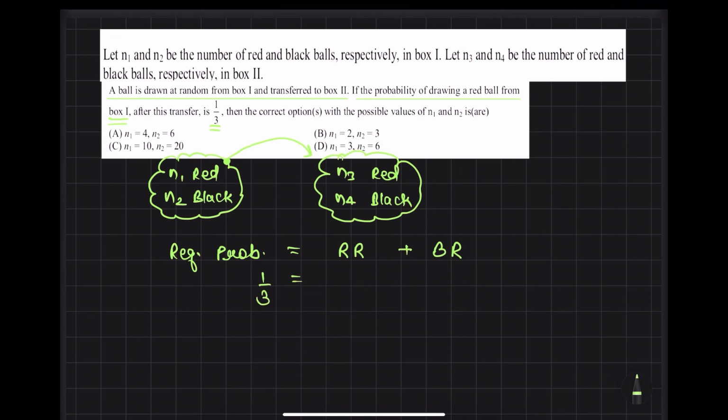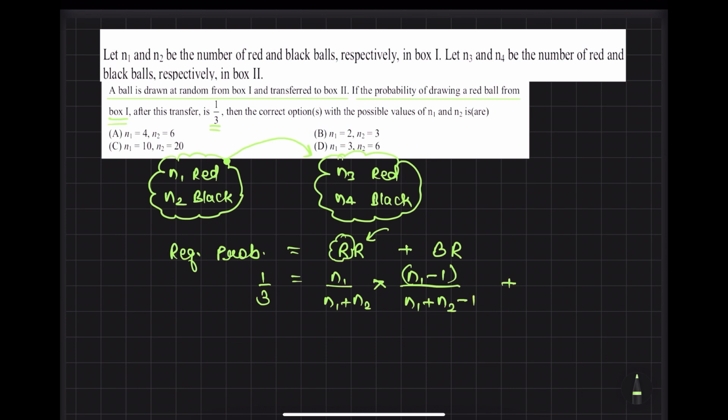Now how will we select a red ball in case 1? So red ball in case 1 is n1 by n1 plus n2. Now you know that you have already taken one ball, so you have one less red ball. Again you have to select a red ball only. So can I say that n1 minus 1 red balls are available now, and it is n1 plus n2 minus 1.